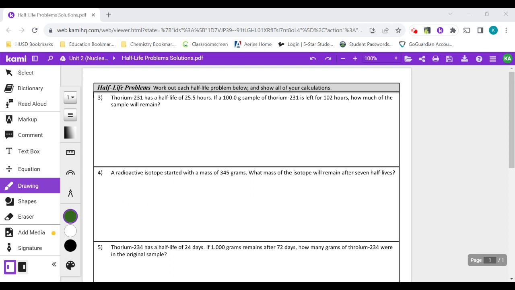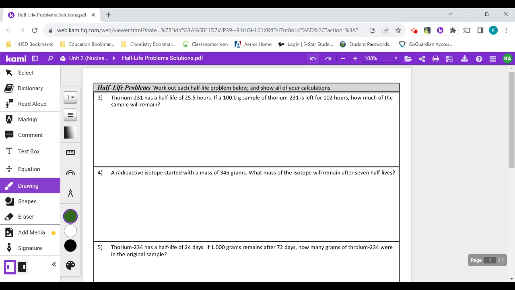And we're going to be looking at these half life problems that were shared with you. So, we're going to work our way through each of these one by one. So, the first problem says thorium 231 has a half life of 25.5 hours.